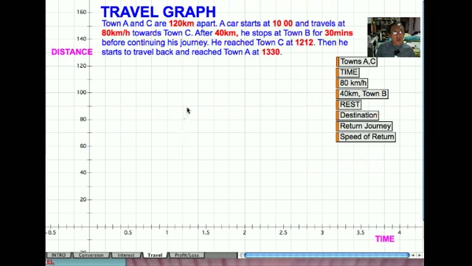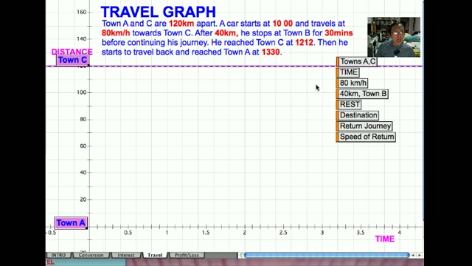We now take a look at a travel graph. A travel graph is used to represent the journey of a car, and this is represented by a distance time graph. It is important to read through the whole sum and pick out the important information before we begin, such as distances between the towns and the starting and ending time of the journey.